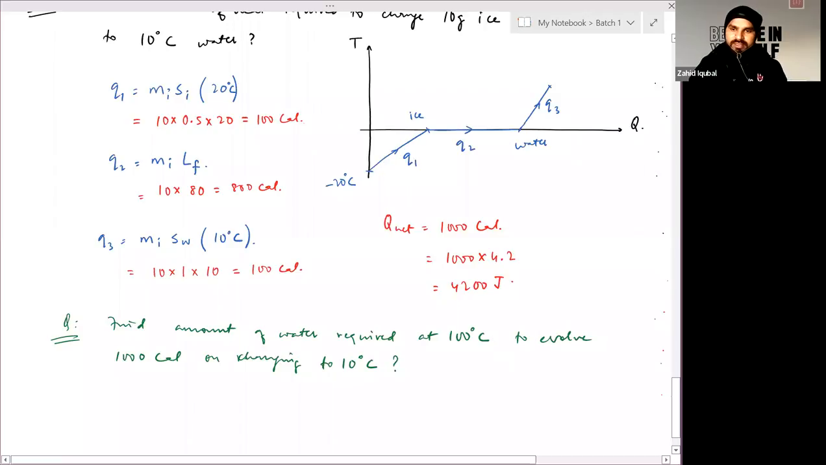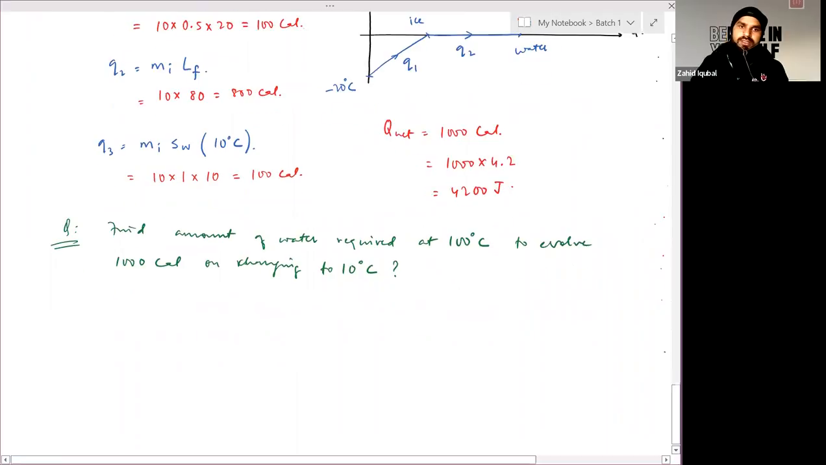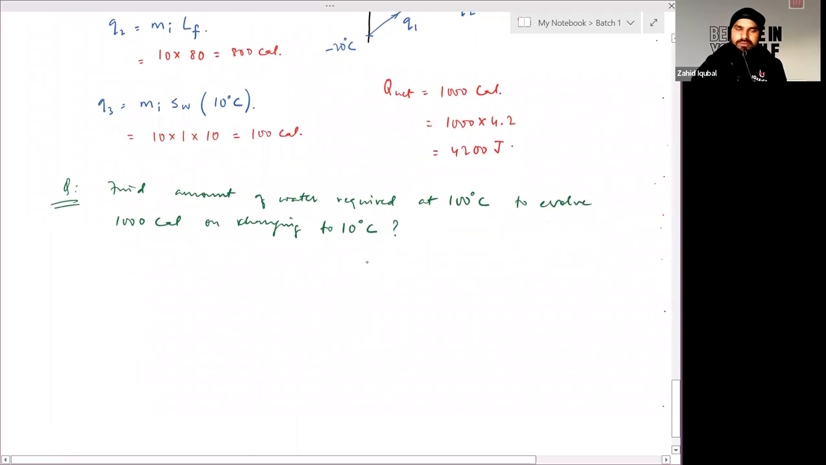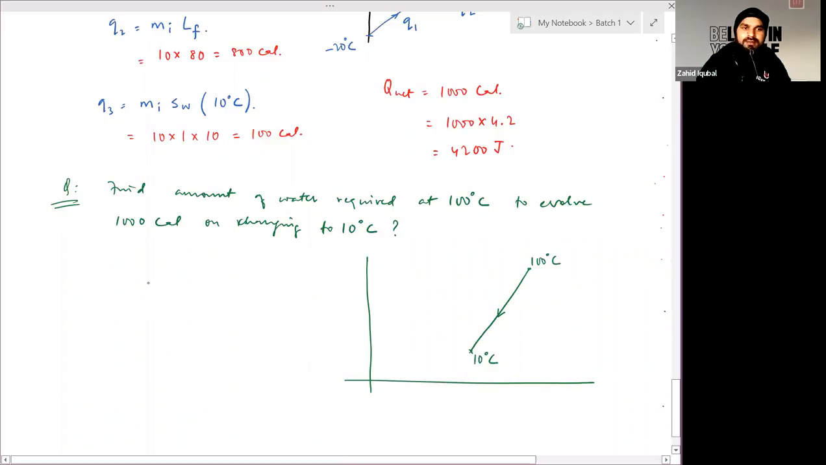It means initially we have water at 100 degrees Celsius. On reaching 10 degrees Celsius, it may have evolved 1000 calorie heat. So how much water will it require for this process? Let's say water is initially at this point. On cooling down to 10 degrees Celsius, it may have evolved this much amount of energy. So find the mass of water for this process. Q equals mass of water times specific heat capacity of water times change in temperature. Just put the value of Q to be 1000 calorie. Rest of them is given. Try to find the mass of water required for this process.